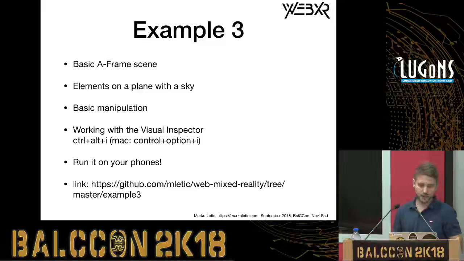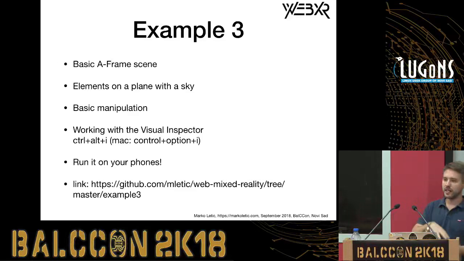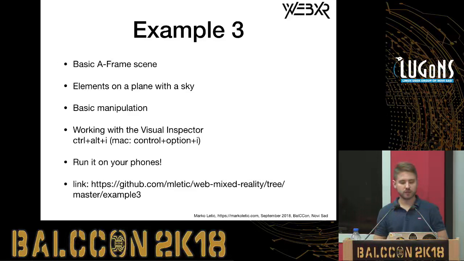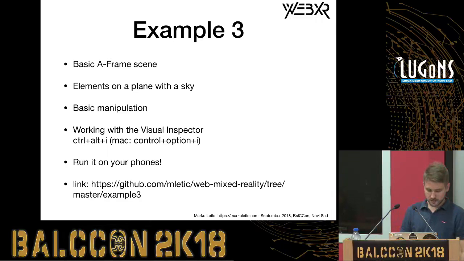So now we're going to show you an example of a basic A-Frame scene. It's kind of like a plane. It has a sky, and onto that plane we projected a couple of cubes and stuff like that. We're going to see the basic manipulation of this scene, so we can move through it, we can look around, and I'm going to show you the visual inspector, which is a very good tool.